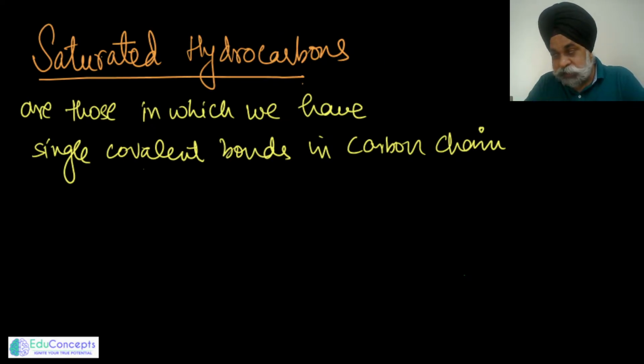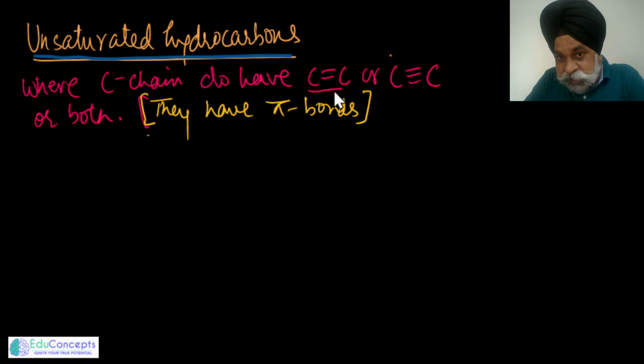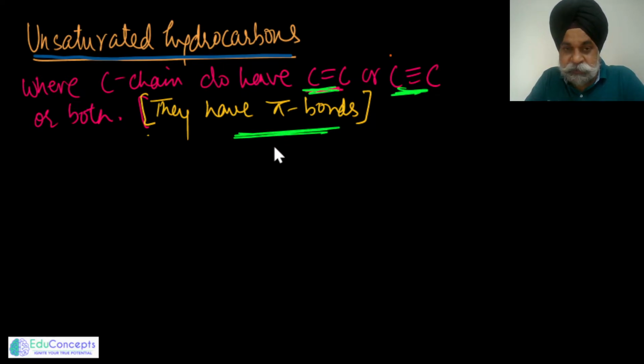A saturated hydrocarbon or a saturated compound is one in which you find only single covalent bonds in a carbon chain. If you have a carbon chain containing only single covalent bonds, we say it is a saturated hydrocarbon. If you find in a carbon chain some double bond or triple bond, or in other words if the compound contains some pi bonds, we say it is an unsaturated hydrocarbon. So this first difference you should know: if the carbon chain has only single covalent bonds, we say it is saturated.